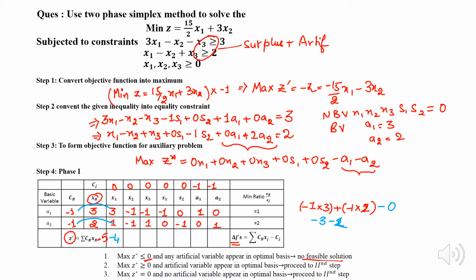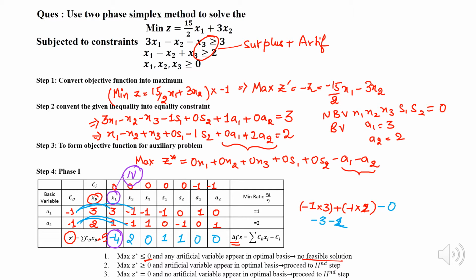Similarly, we will calculate for the second. Minus 1 into minus 1 is plus 1, minus 1 into minus 1 is plus 1, the sum of the two is 2, minus 0 will give me 2. Next is minus 1 into plus 1, minus 1 into 1 is negative 1, the sum of them is 0. Okay, so likewise we will calculate all the delta j's, so I am writing their values. So now we will check the smallest, most negative delta j value, which is minus 4, so x1 is my incoming variable.